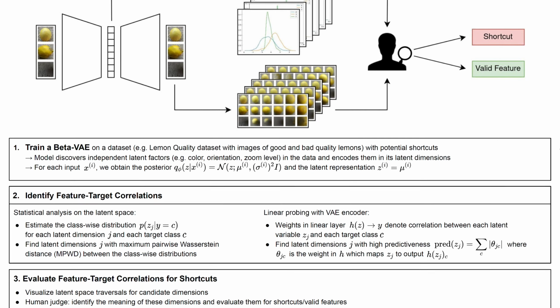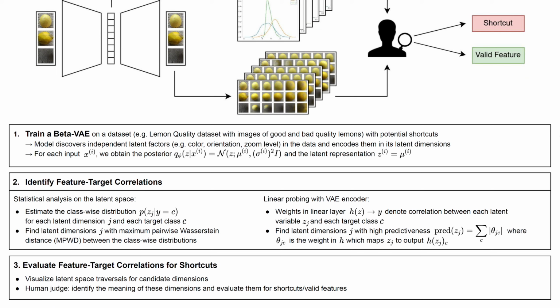Third, we evaluate the previously obtained feature target correlations for shortcuts. We visualize latent space traversals for the most predictive dimensions. In the end, a human judge has to identify the meaning of a dimension and determine whether the feature is a valid feature or a shortcut.